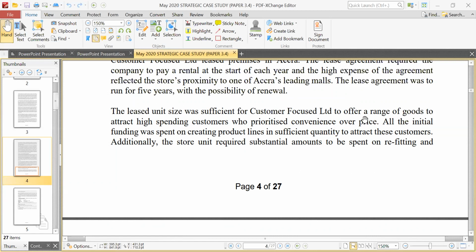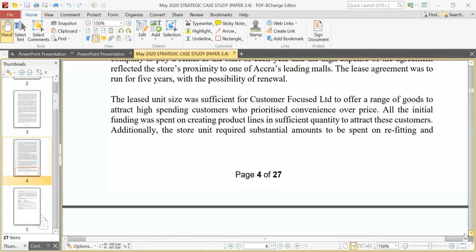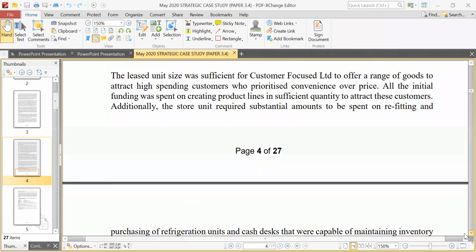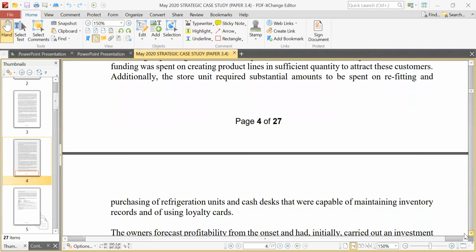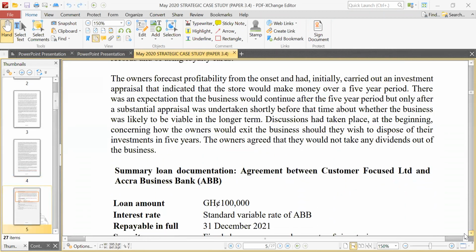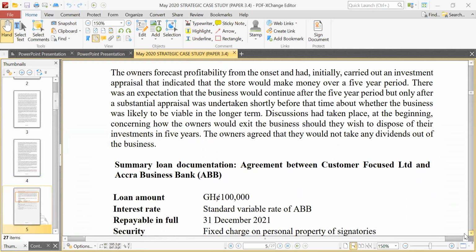It says all the initial funding was spent on creating product lines in sufficient quantity to attract these customers. Obviously product range is very, very important when you're operating a store, because you don't want someone to be walking into your store and then leaving. Additionally, the store unit requires substantial amounts to be spent on refitting, and so on. Okay, let's move on to the next paragraph.